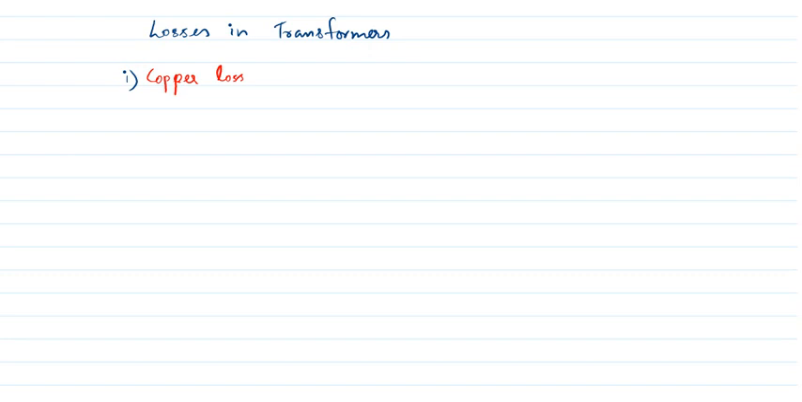Then the next one is the iron loss. Here the laminated core is made up of soft iron. This is due to the eddy currents being produced in the core of the transformer. This can be minimized by using laminated iron cores.